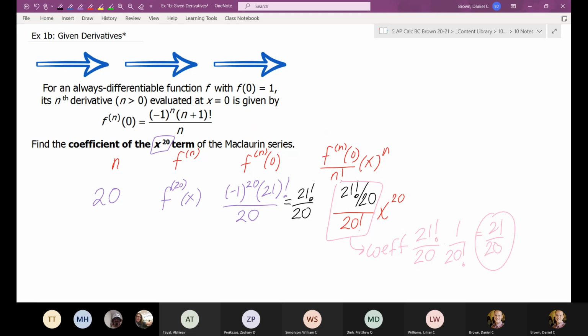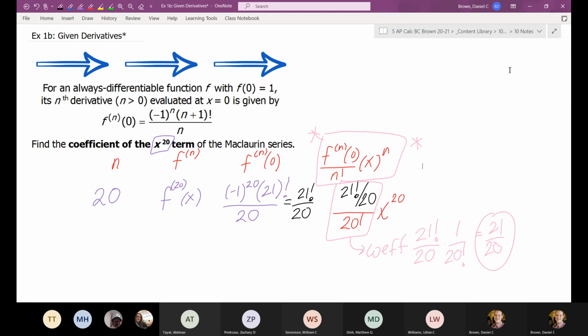If it asked for the term, then of course your answer would have been 21 over 20 x to the 20. So again, the math we are doing is not difficult. We literally just plugged in a number for n. What you do have to know is the formula for the Taylor-Maclaurin polynomials, that format, which will allow us to answer these questions and make sense of where these things are coming from. Questions on that one?